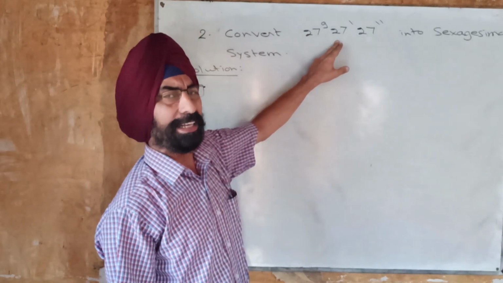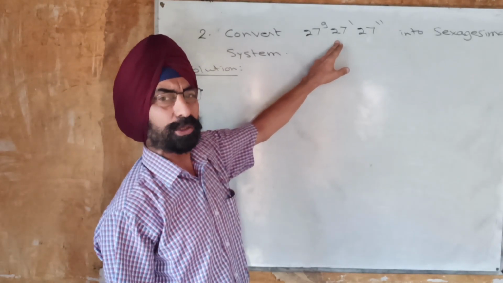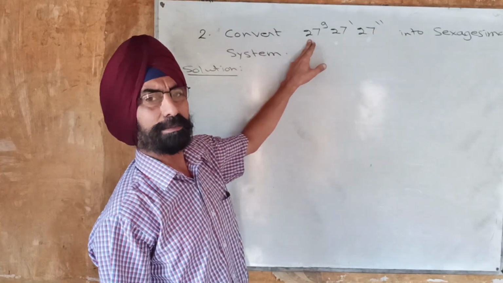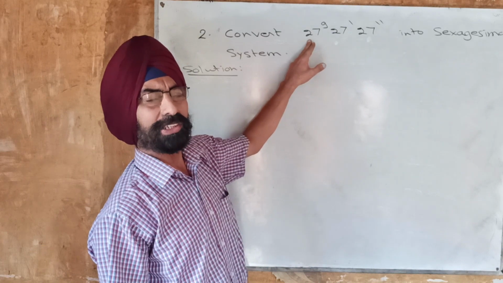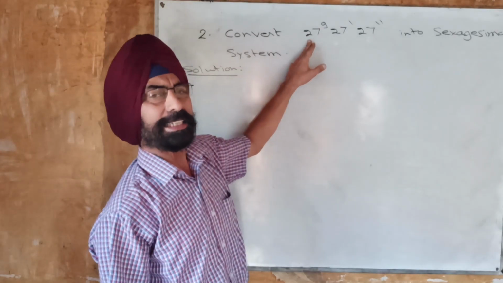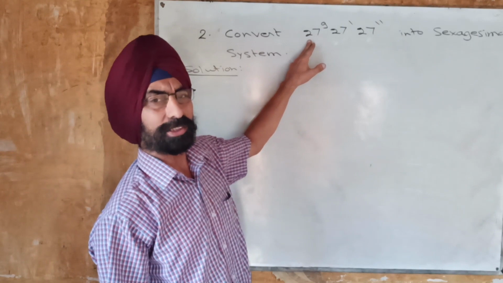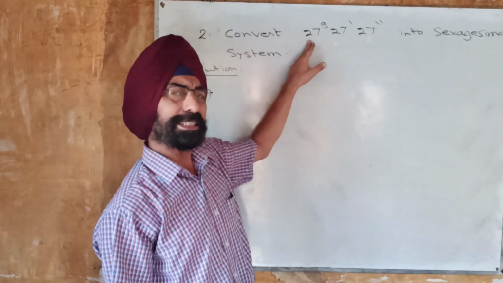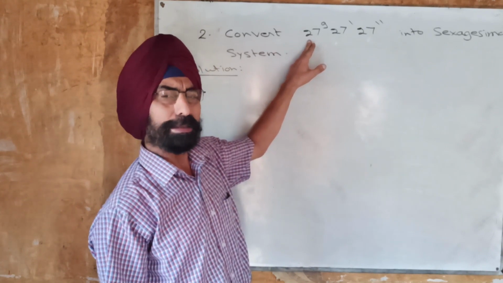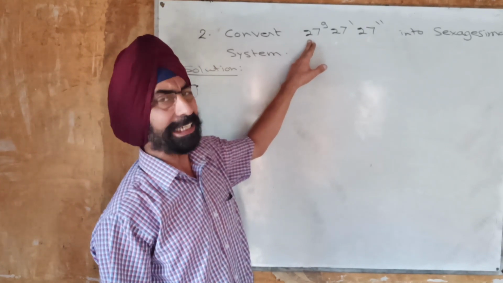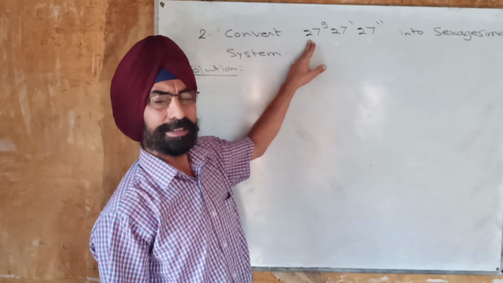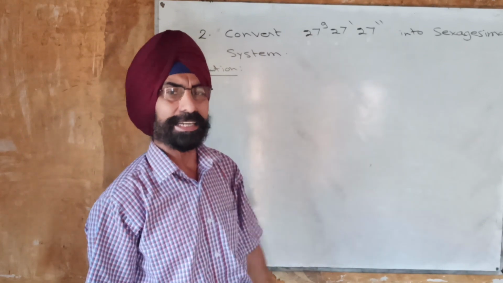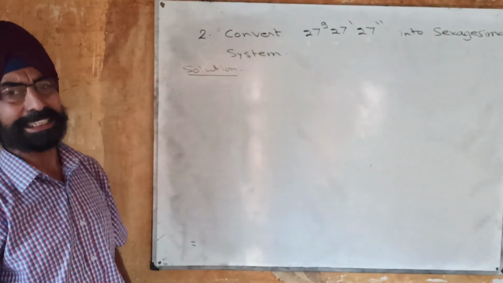Whatever the minutes then we will have, we will convert these minutes into centesimal grades, and then will be added here, and we'll have the complete angle in grades. From grades, then we'll move into the sexagesimal system, that means degrees. In the degrees, we will keep the integral part, and the decimal part then will be converted into the minutes. From the minutes, once again, the integral part will be kept, and the fractional part will be converted into the sexagesimal seconds, and we will have the angle in sexagesimal system.